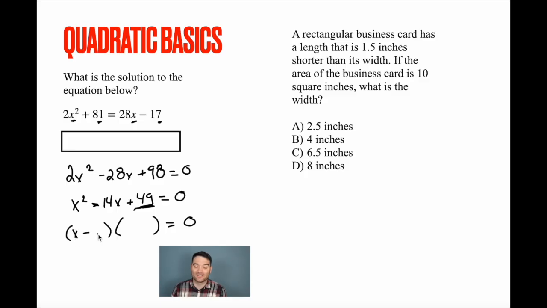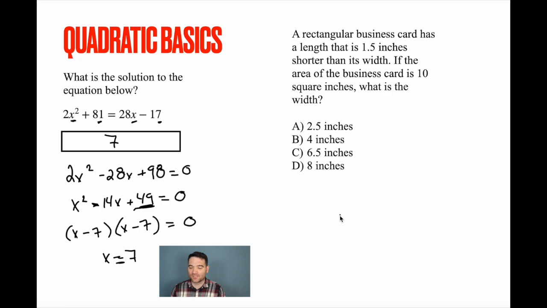And I get x minus 7 times x minus 7 equals 0. So in order for this to work, the only way for it to work, x would have to equal 7. Okay, that's all well and good. Again, I'll show you how to do this very much quicker on the calculator, but I wanted to run through that first.